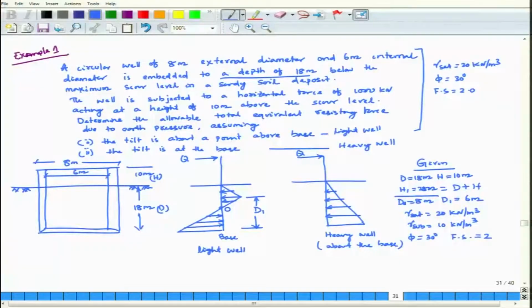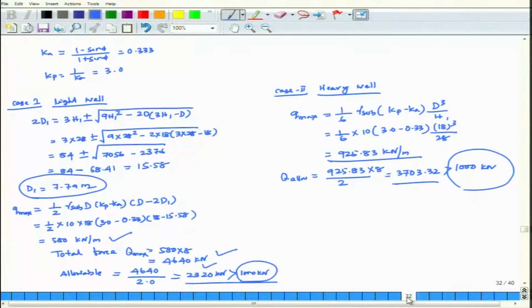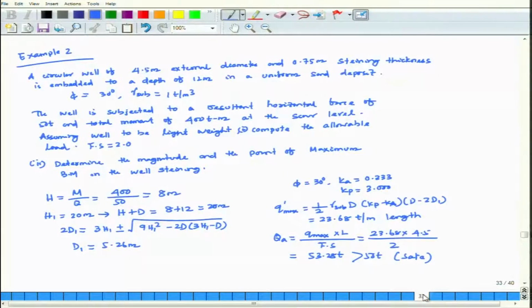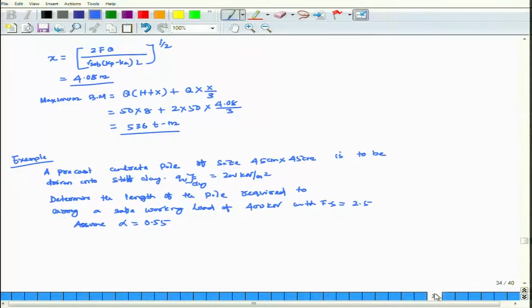Earlier I have solved two examples. One example is tilt about a point above the base, that means light well. The other is tilt at the base, heavy well. I have solved it. Then one more problem I solved to find out the magnitude and point of maximum bending moment in the well steining. Then the distance and maximum bending moment were calculated. One example you can try at your home for pile also I have given.